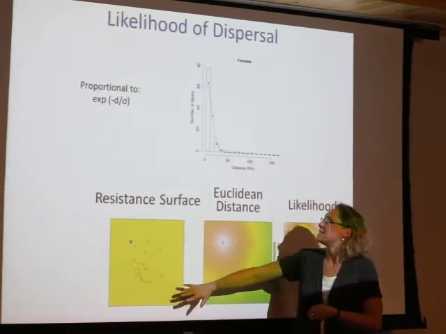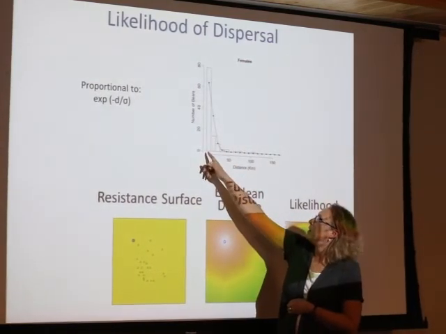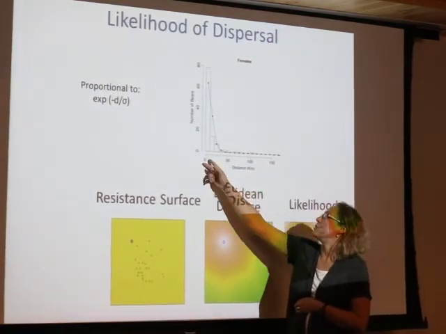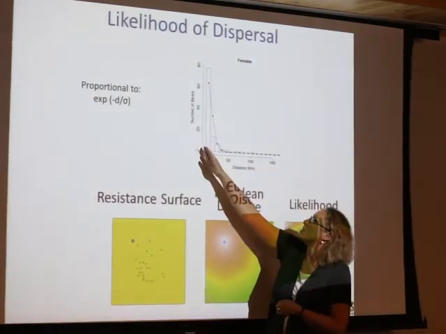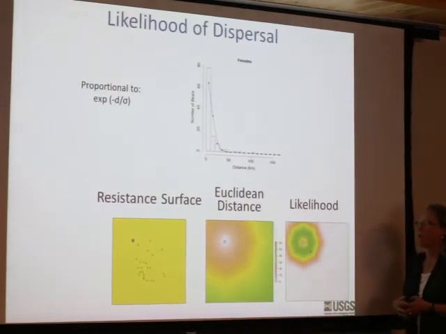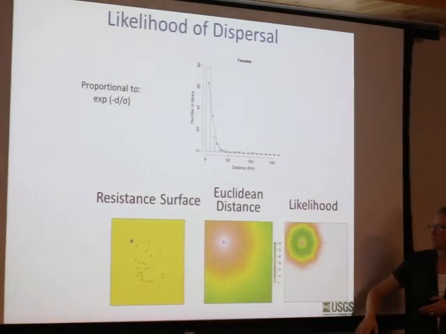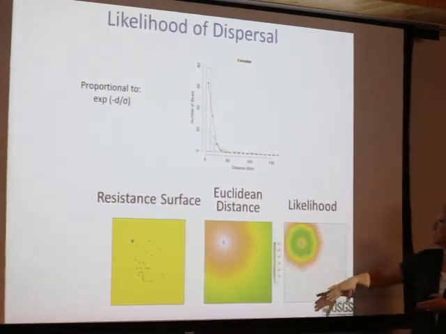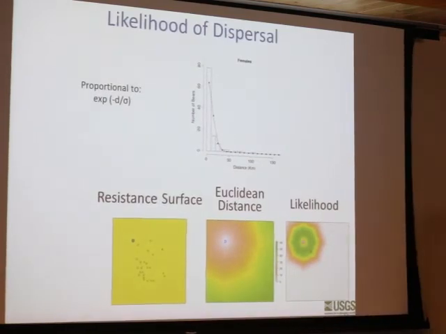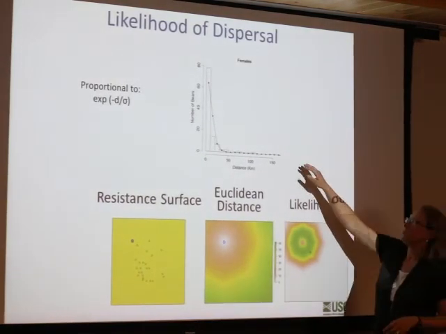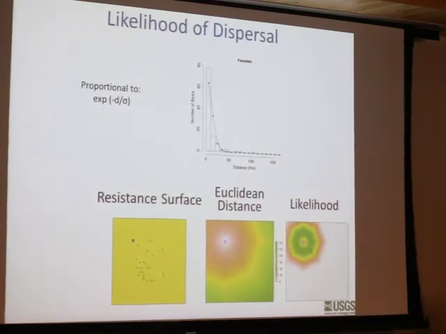If you have isolation by distance, the resistance surface looks flat, and the likelihood of moving a certain distance would decrease for each individual. So this might be the number of bears here. It's just a histogram showing what distance they go out. So again, from a certain origin, Euclidean distance looks basically the same in all directions, and you can get a likelihood by putting this down over the top of it, so changing it from being just a two-dimensional histogram into a three-dimensional equation.